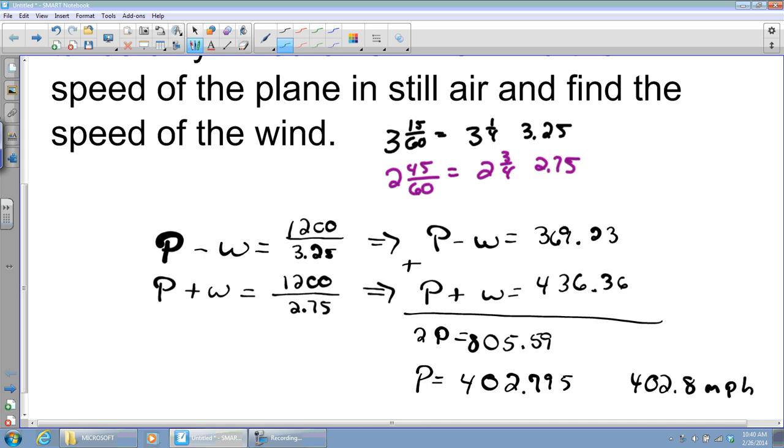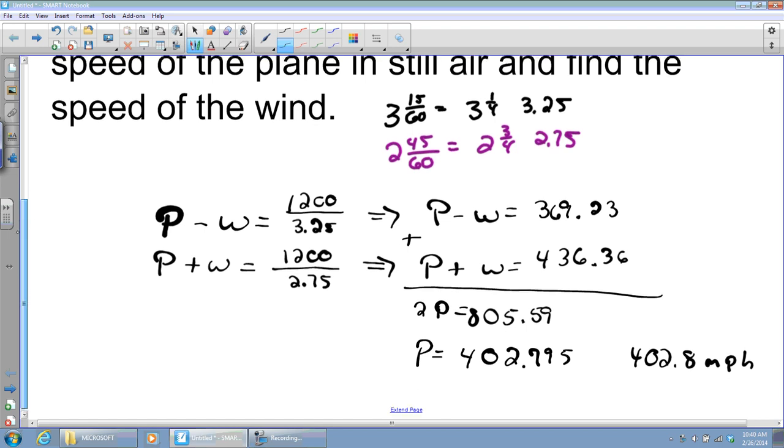I'm just going to check that on a calculator. We're going to take 805.59 and divide that by 2. There we go. And I got 402.795, and that would round to 402.80, which is 402.8 miles per hour.